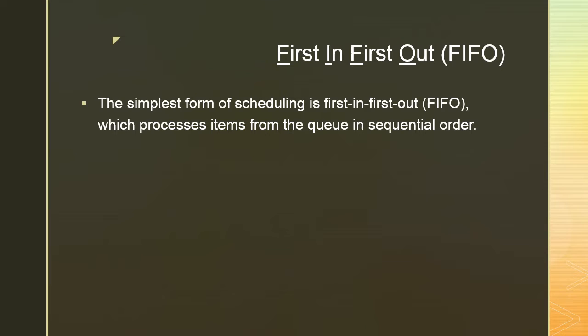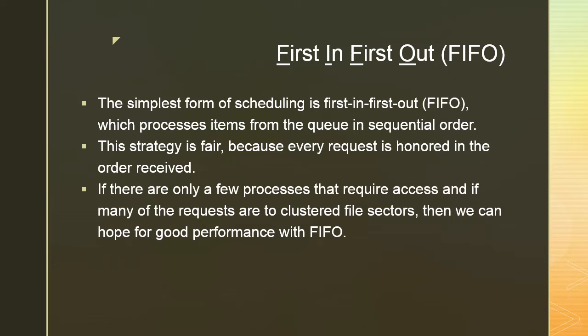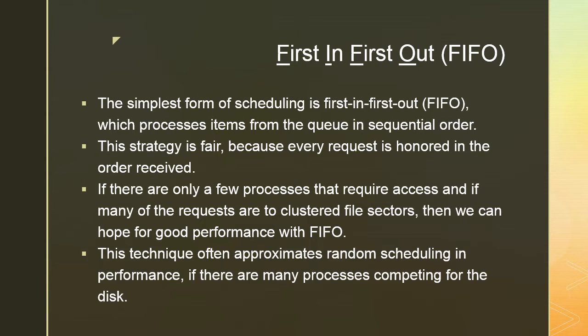The simplest form of scheduling is first in, first out, or FIFO, which processes items from the queue in sequential order. This strategy is fair because every request is honored in the order received. If there are only a few processes that require access, and if many of the requests are to clustered file sectors, then we can hope for good performance with FIFO. This technique often approximates random scheduling in performance if there are many processes competing for the disk.